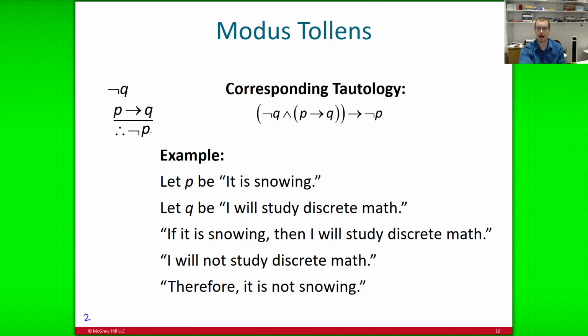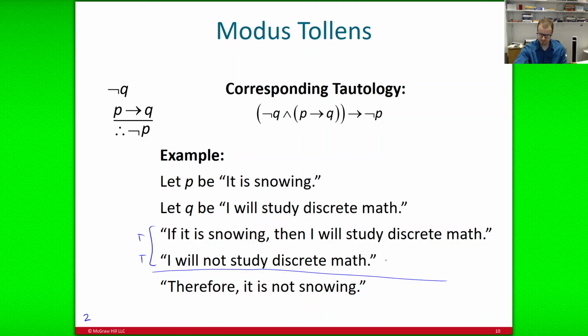So therefore not P. Looking at the same example here: if it is snowing, then I will study discrete math, and I will not study discrete math. Well, the only way that can happen is if it is not snowing. We assume these are both true, and it doesn't matter what order we say them in because it's an and. I can write this one in front of that one, and that's fine. In fact, that's what they've done here: they wrote the conditional statement prior to the not Q.